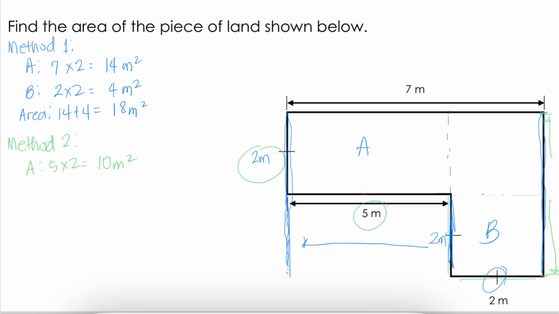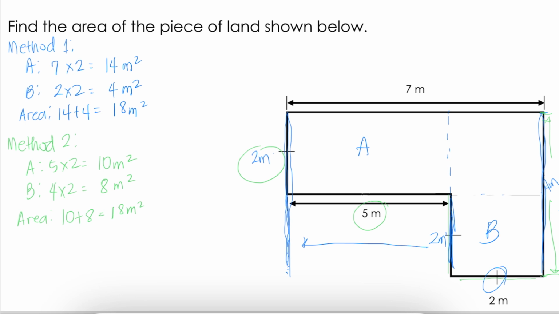So meaning to say, I can just add 2 plus 2. This side right here is 4 meters. Okay, so I can get the area of B now. B will now be 4 by 2, 8 square meters. So then, the area of the figure is still 18 square meters. Okay?